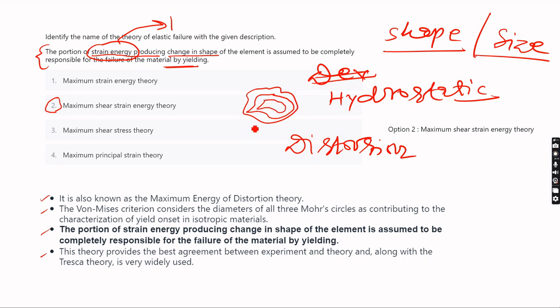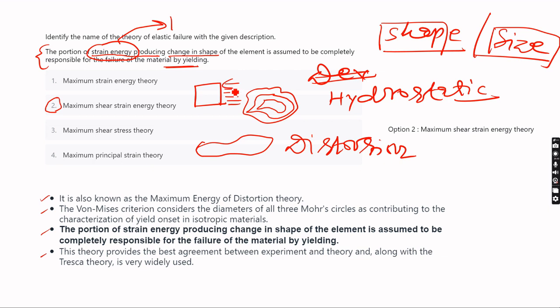Distortion means you are changing the shape of the body. You are distorting it, like this shape was there and you are making something like this. So you have two parts, shape change and size change. Size change means whatever shape was there, you maintain that shape but change the size, reducing it, compressing it. So suppose you have a simple body like that.